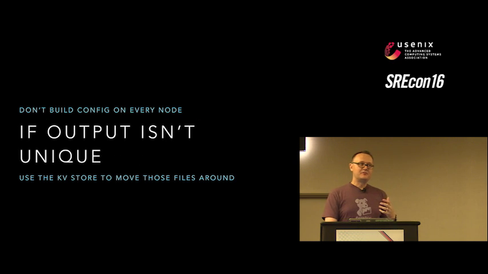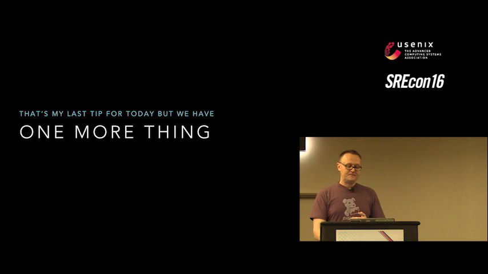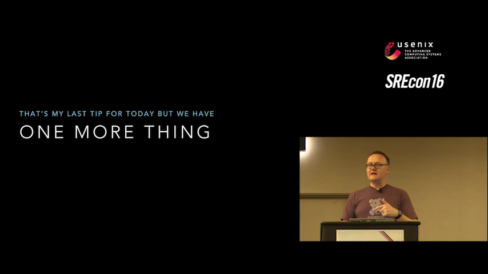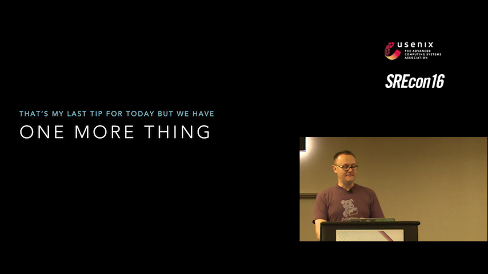My last tip is pretty key here. If your output isn't unique and you can get away with it, don't build your configuration from Consul data on every node. Build it on a single node, and then use the key value store as a transport mechanism. That's my last tip, but related to that last tip, I have one more thing for today.